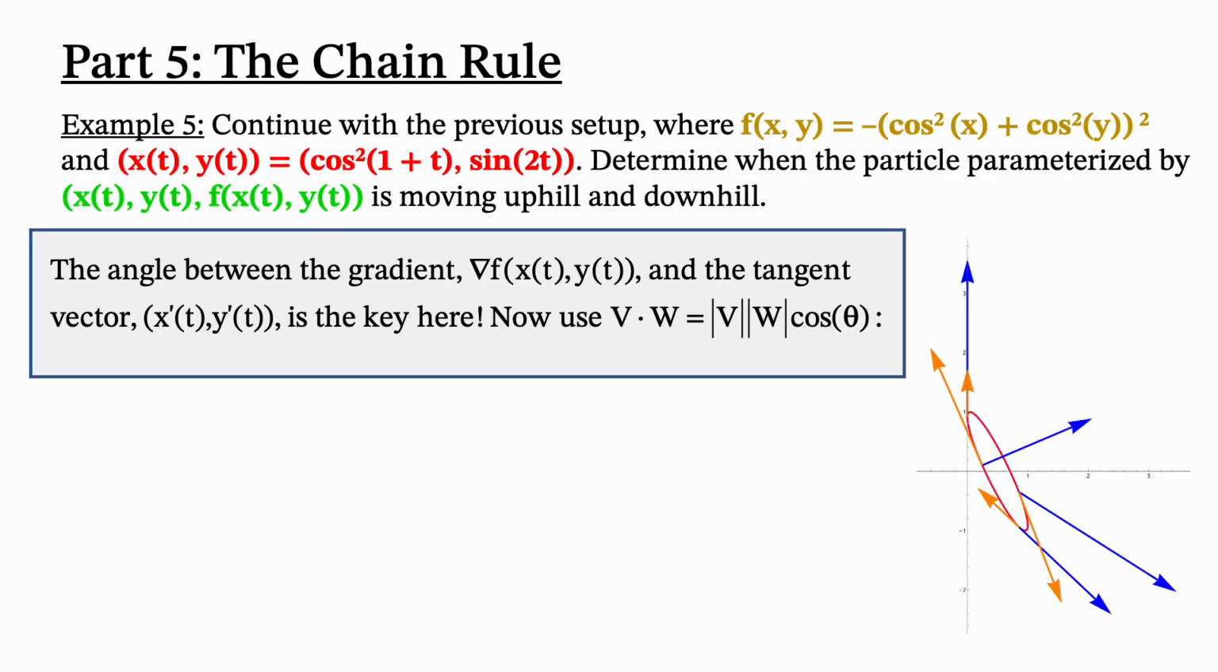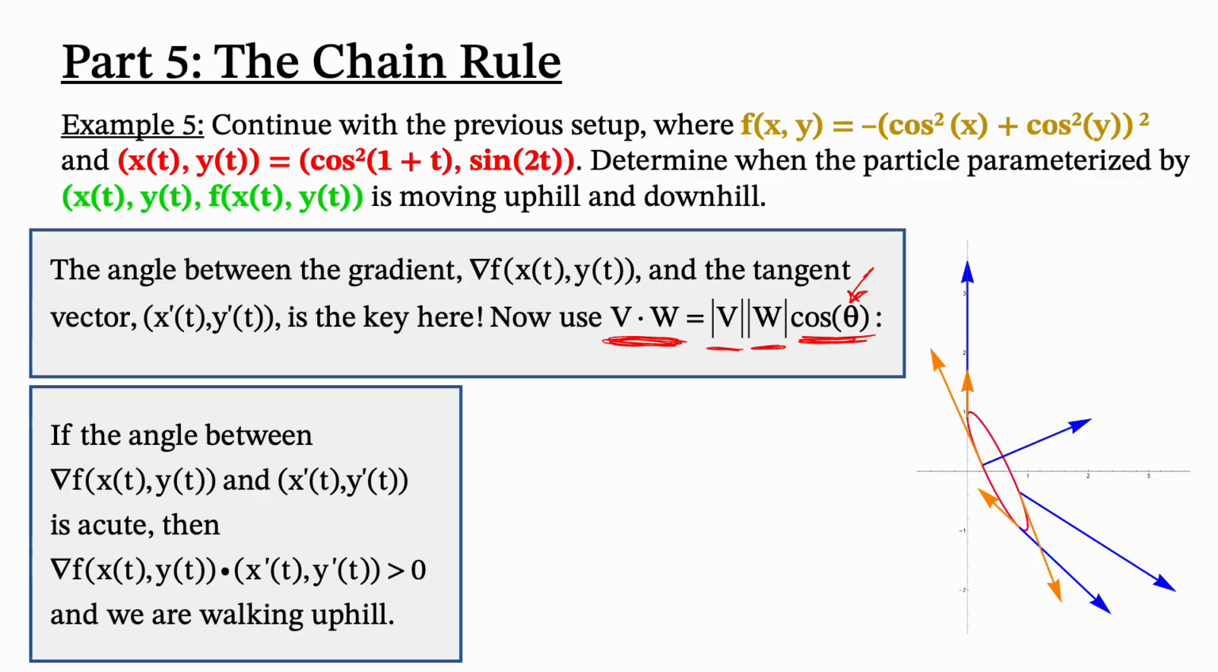And so I would say that the dot product might be a great way to detect angles between two vectors, because the dot product of two vectors is the magnitude of the first times the magnitude of the second times the cosine of the angle in between. So the dot product encodes information about the angle between two vectors.